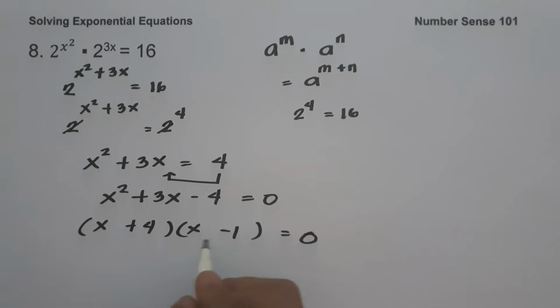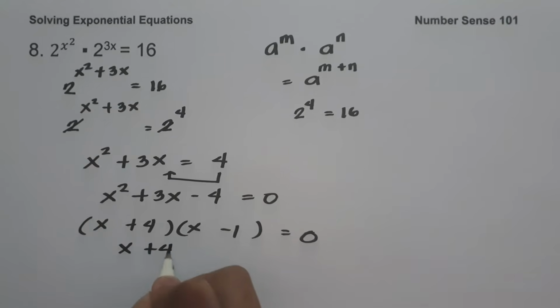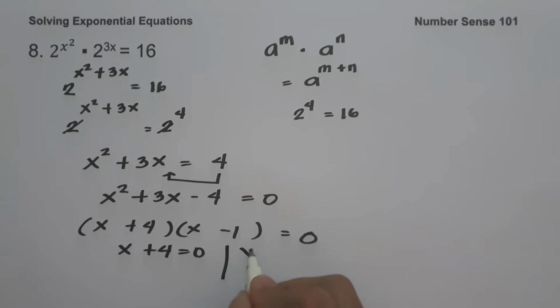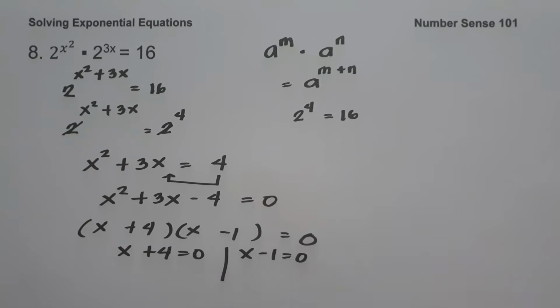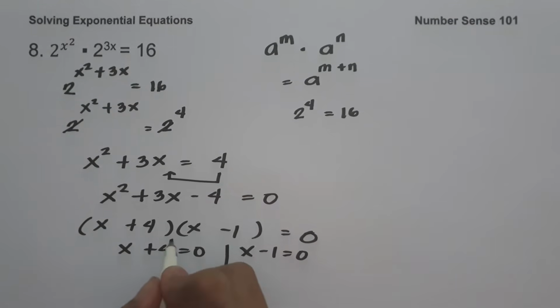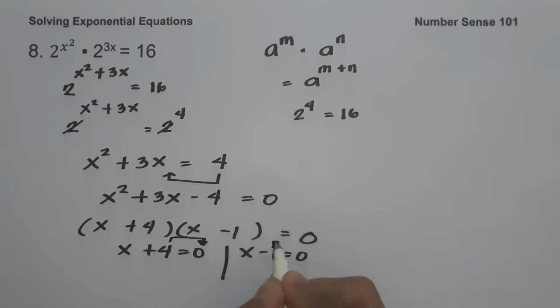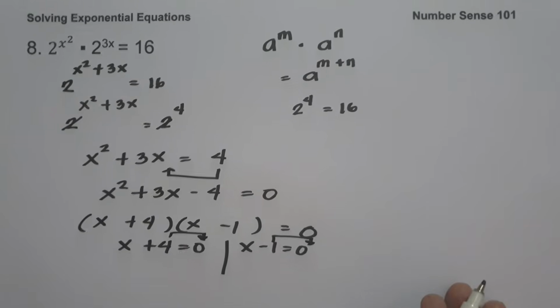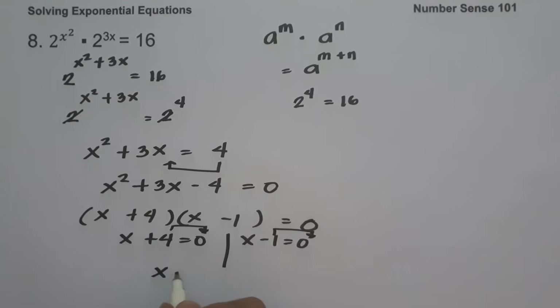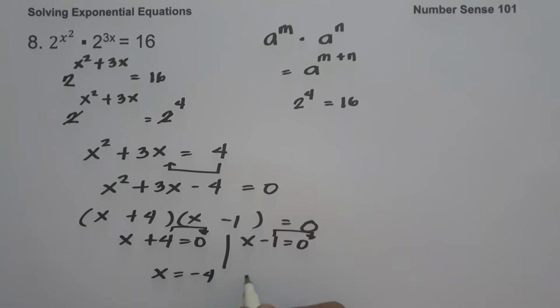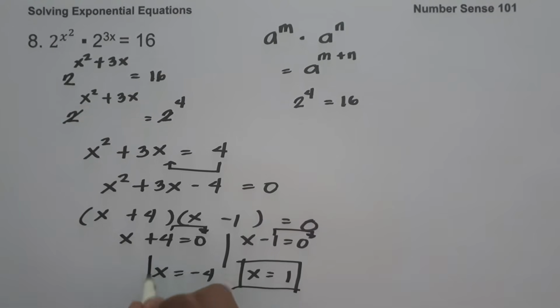Negative 1 multiplied by 4 is negative 4. And 4 plus negative 1 is 3. So let us equate x plus 4 equal to 0 and x minus 1 equal to 0. So let us move 4 and negative 1 to the other side of the equation. It will give us x equals negative 4 and positive 1. So this will be the value of x.